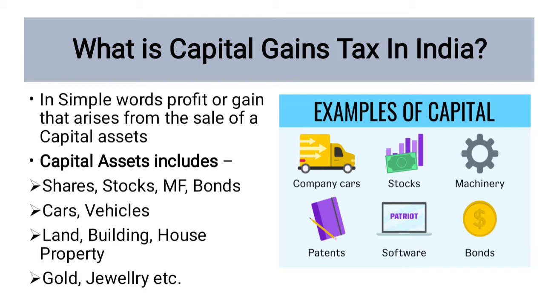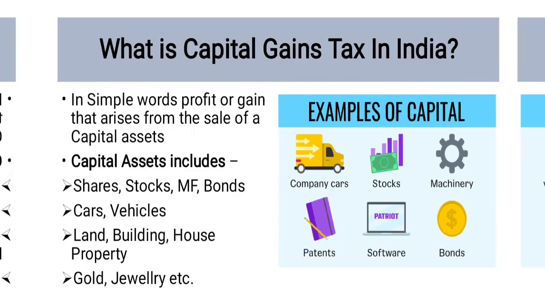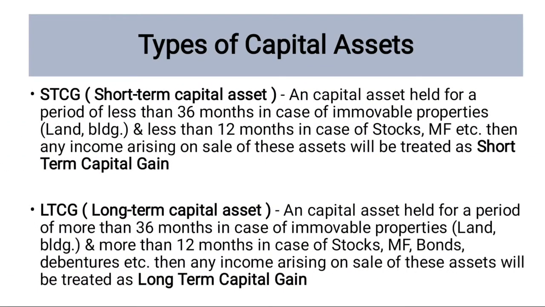Then cars: if you own a personal car or vehicle and you sell it, then capital gain will arise. Then if you have any land, building or house property, a flat, or if you possess any gold, jewelry, etc., these are the basic examples. There are a lot of other capital assets also. To put it simply, if you are holding an asset and after selling it you get a profit, then capital gain tax will arise on that profit, and you have to pay the tax. Okay, now only 2 types of capital assets are available in India.